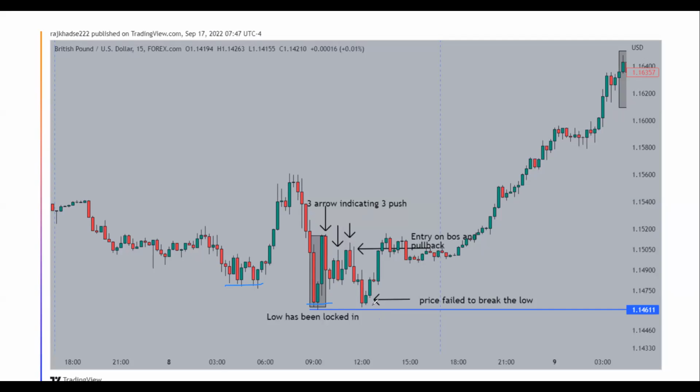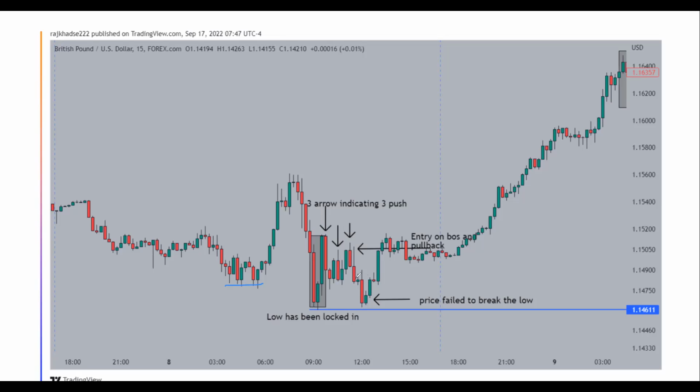So here the market failed to break the previous low, right? That's our second confirmation, that the low has been already locked in, and then three pushes to the downside have been done. Now we are looking for an entry, right? So where will be the entry here?